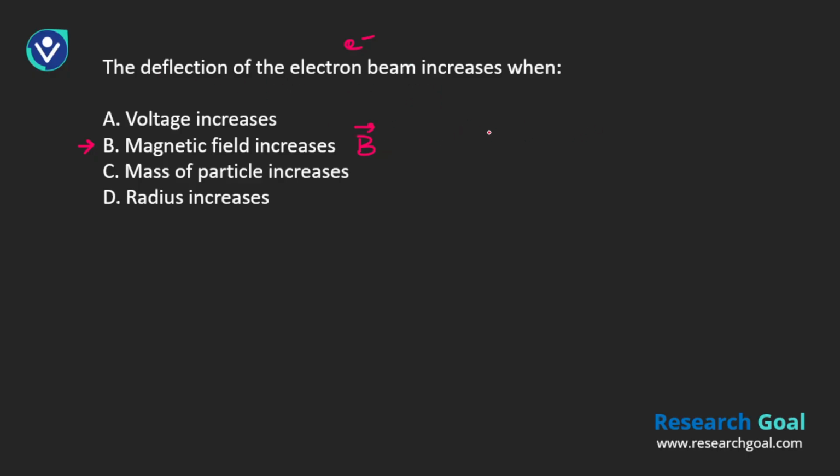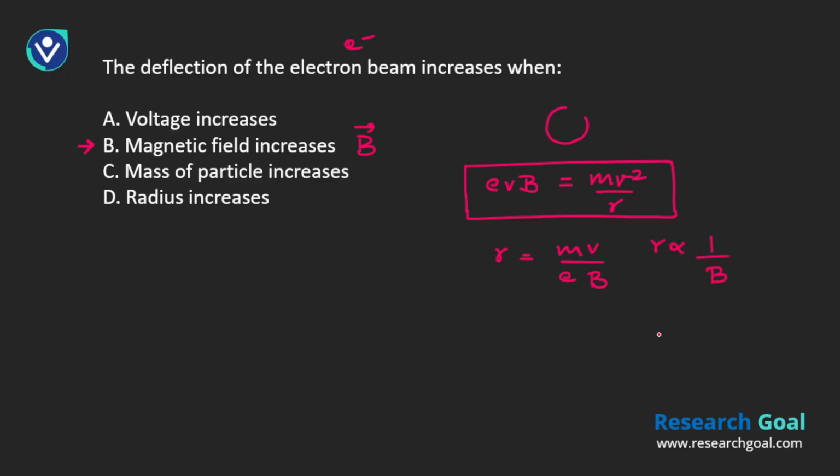Let's understand this first. In a magnetic field, an electron moves in a circular path, and the balance of forces is provided by this equation: evB = mv²/r. This equation you need to remember when it comes to a magnetic field and the motion of the electron. If you simplify this, you will get r = mv/eB. So here r is inversely proportional to the magnetic field.